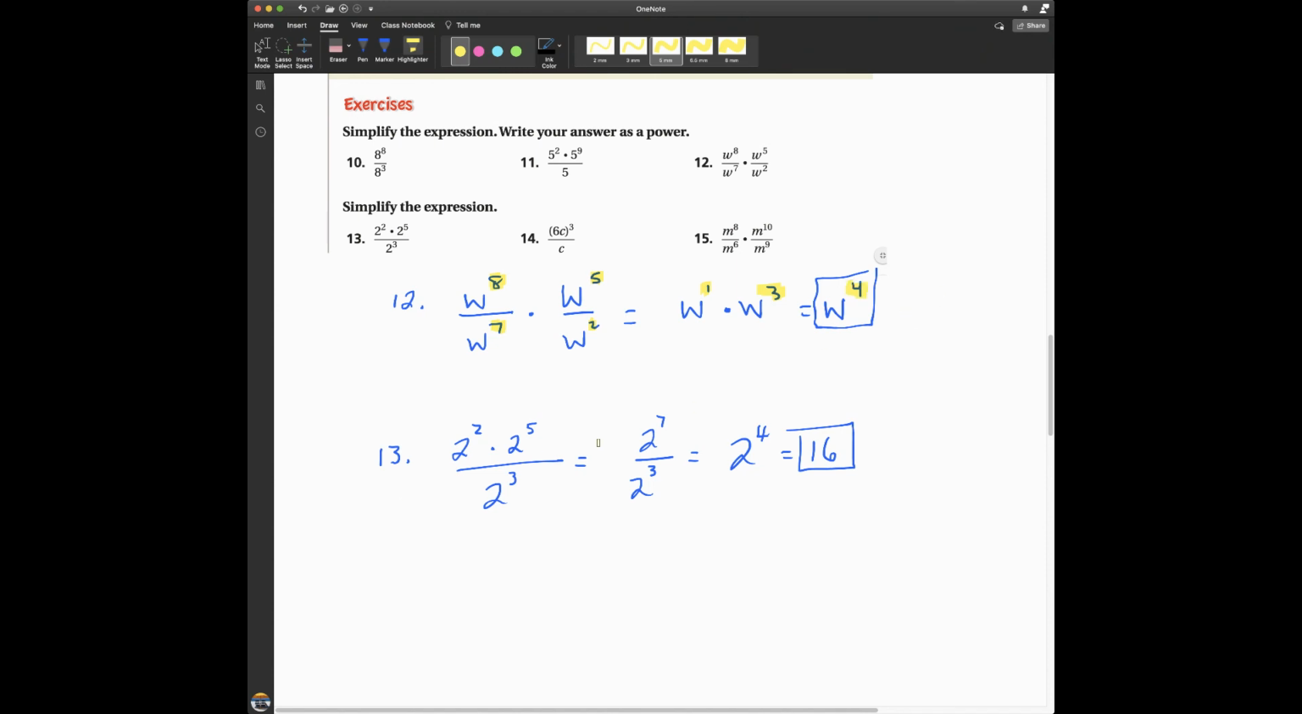And you can see the work I did down here for problem 13. 2 squared times 2 to the 5th is 2 to the 7th divided by 2 to the 3rd. I go ahead and subtract those exponents. I get 2 to the 4th, which is 16.